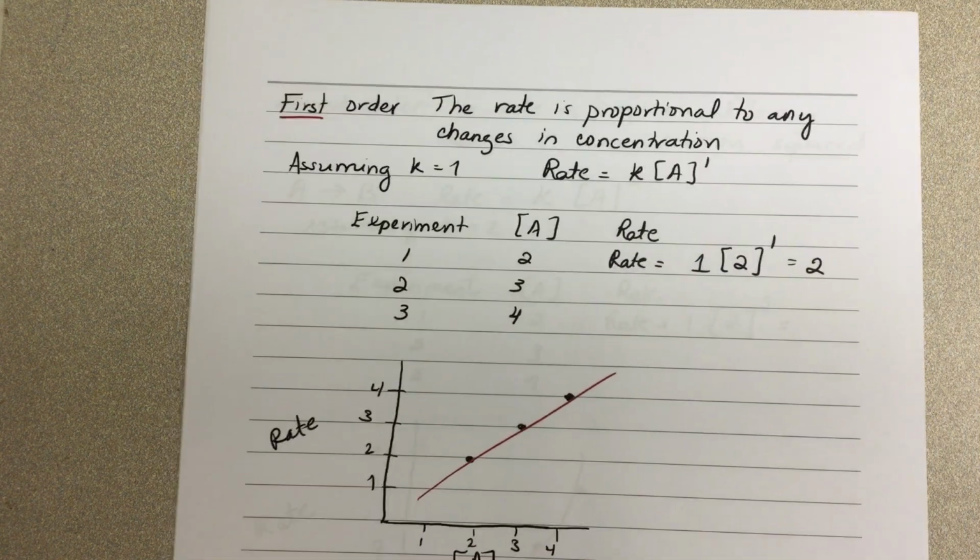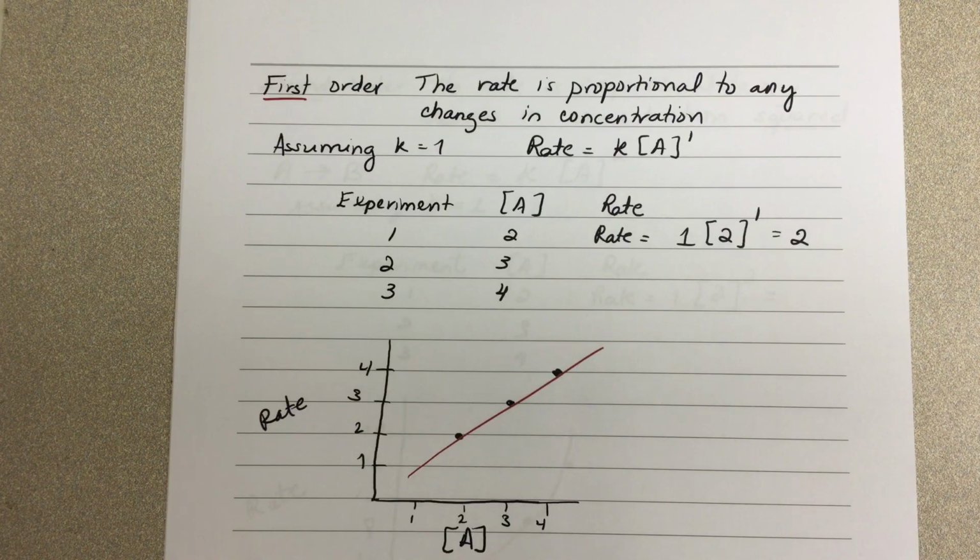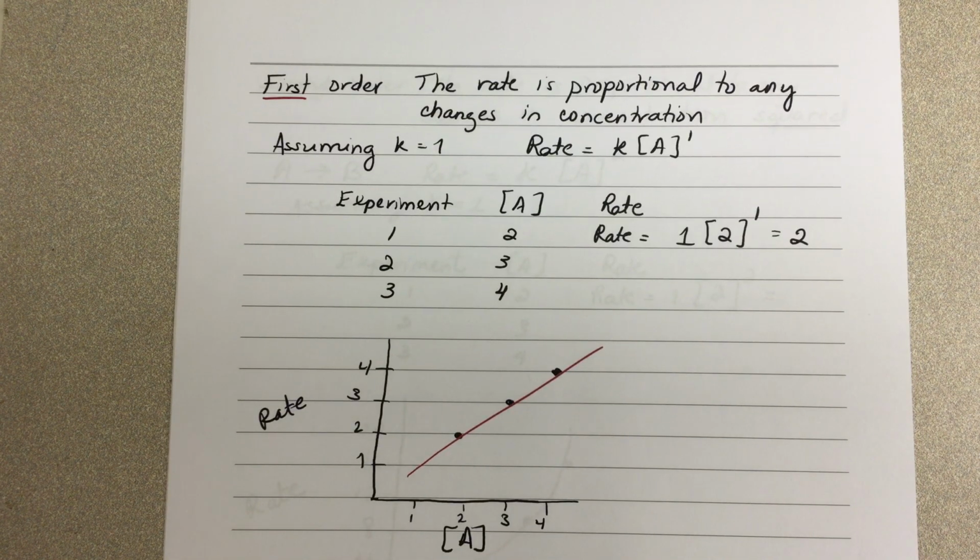The second possible order is a first order. And for this one, the rate is proportional to any changes in the concentration. So if you change your concentration by a factor of 2, the rate is going to change by a factor of 2. If you change your concentration by a factor of 100, the rate is going to change by a factor of 100. So they are directly related to each other whenever you have a first order.